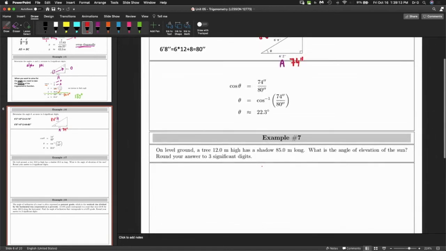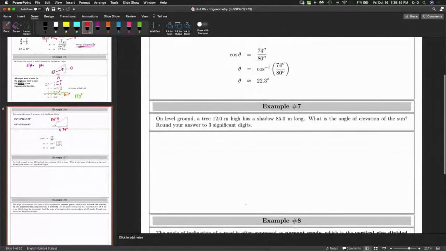So maybe I'll just leave it there. It says here, on a level ground, a tree casts a shadow. Okay, so we have a tree casting a shadow. If you're not sure it's a right angle triangle, the word level here implies that the ground is this way. I'm pretty sure you can assume the tree is vertical. Don't worry if the tree is slanted. Just draw the tree straight up like that.